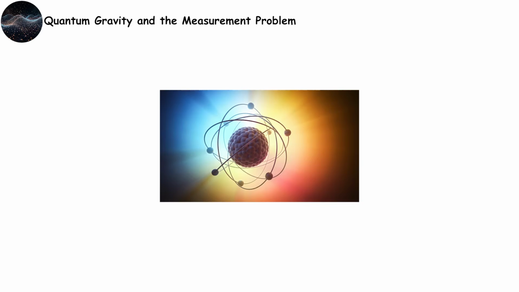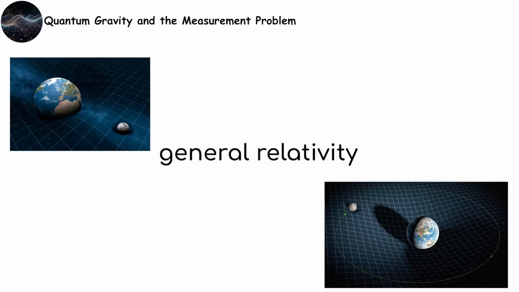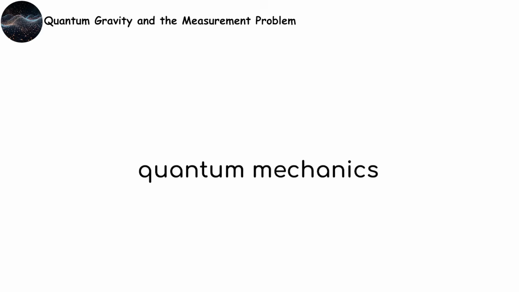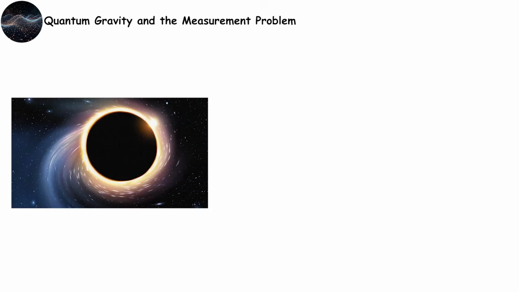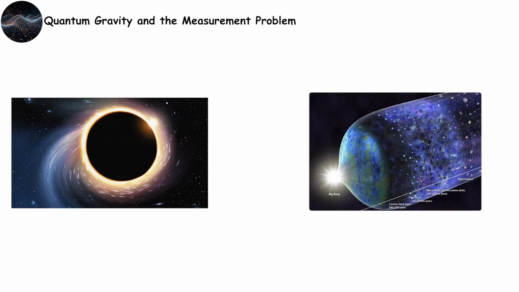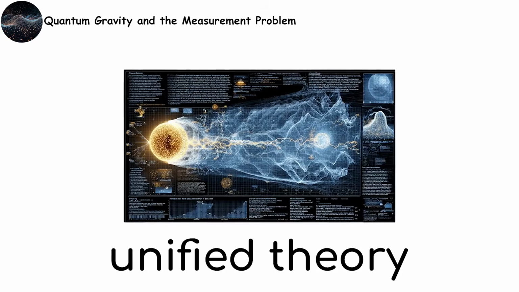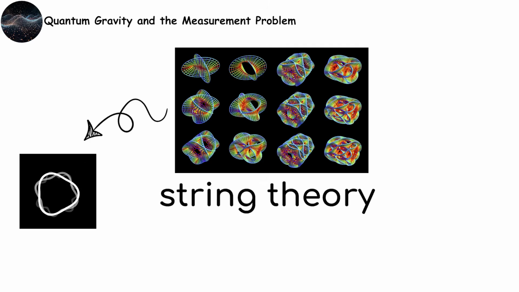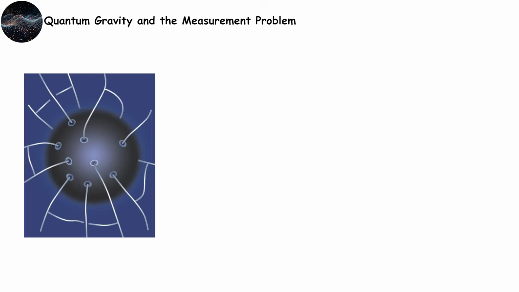Physics has two extraordinary theories describing reality: general relativity for gravity and space-time, and quantum mechanics for particles and fields. Both work well in their domains but are fundamentally incompatible. At a black hole's center or during the Big Bang, both should apply, yet combining them leads to nonsense. Candidates for a unified theory include string theory, where particles are tiny vibrating strings in 10 or 11 dimensions, and loop quantum gravity, where space-time is woven from discrete quantum threads.